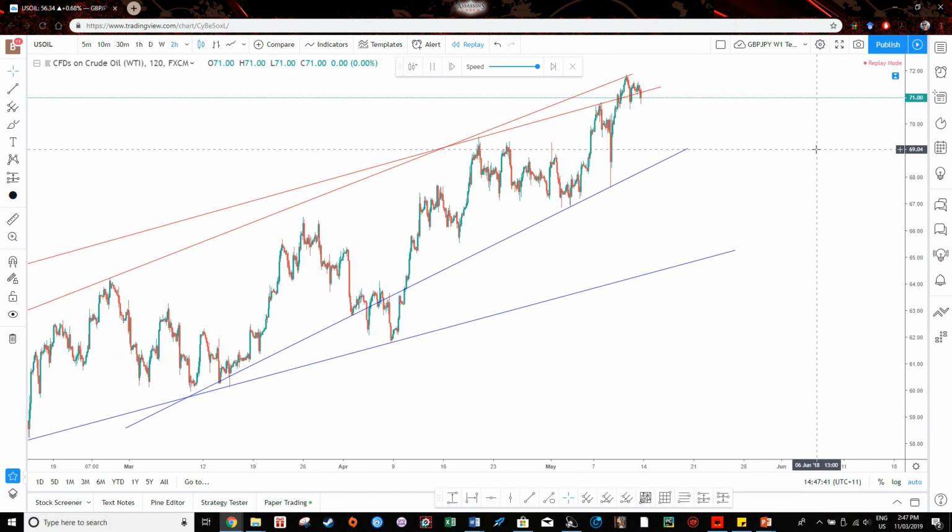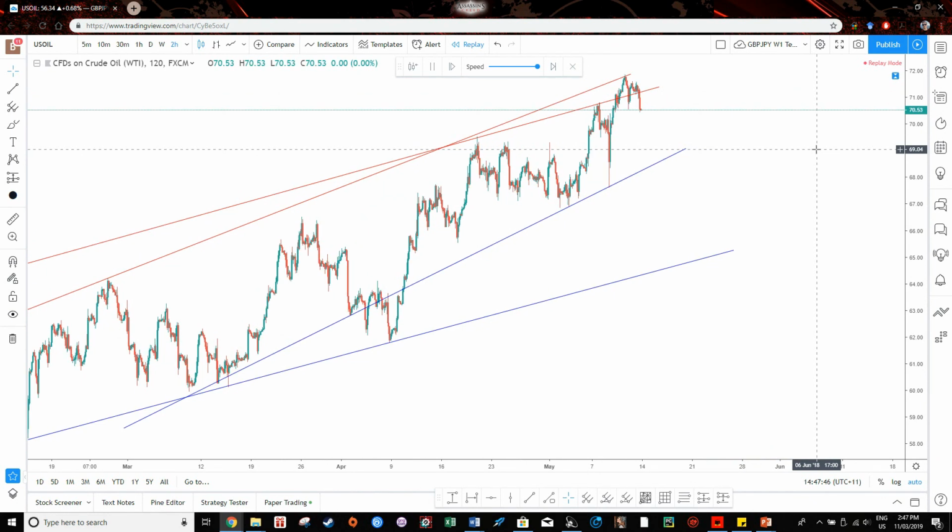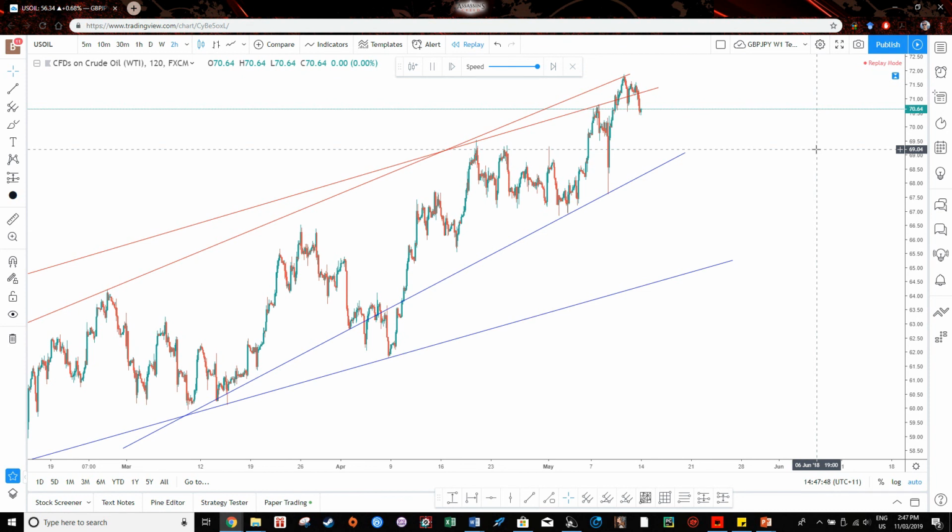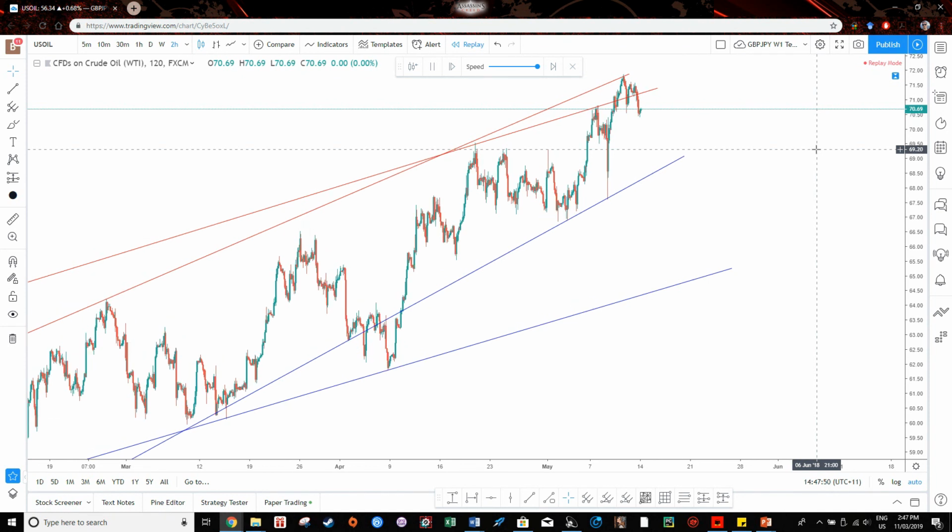Right, so the anticipation. Who do you think is going to form a pullback though? It'll hit the support and it'll bounce back up.